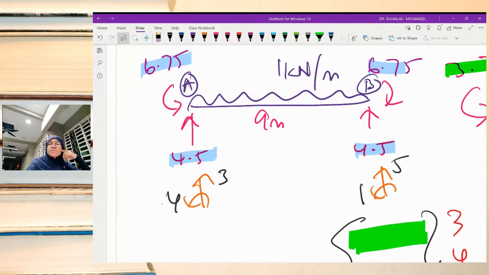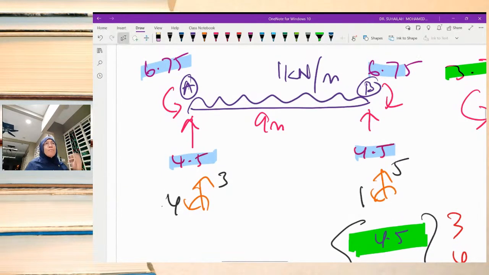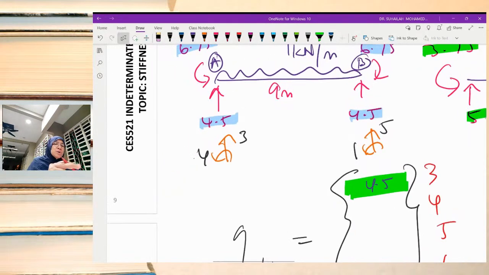The value for position number 3 is 4.5. We just need to compare the fixed end reaction and the degree of freedom. Okay, continue.